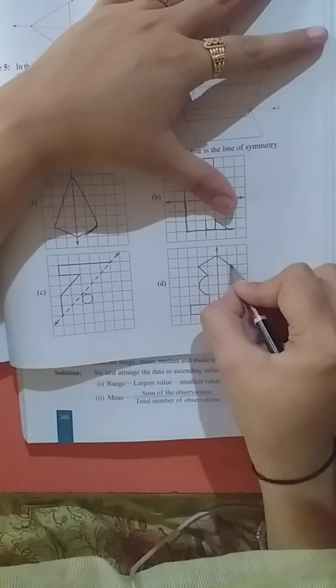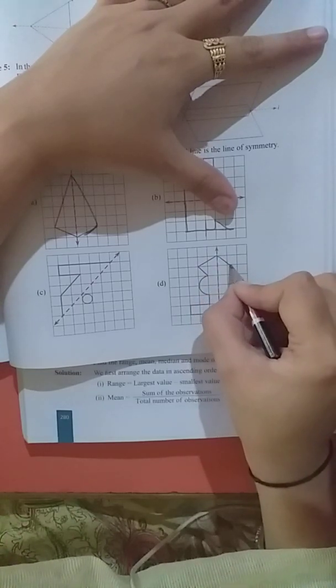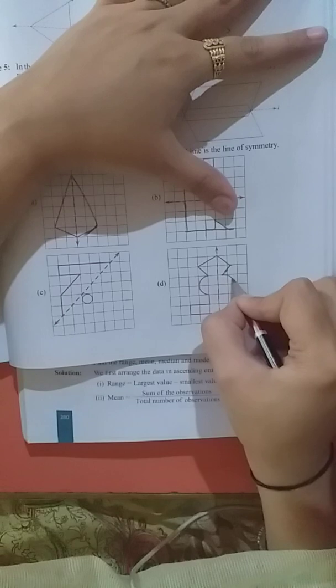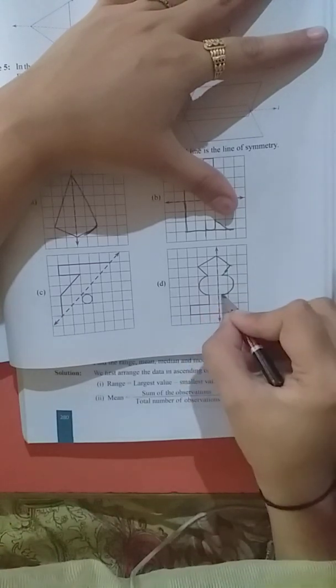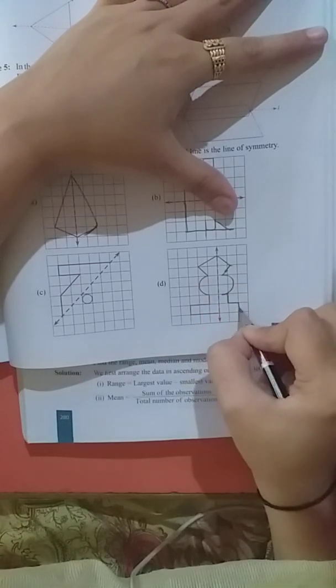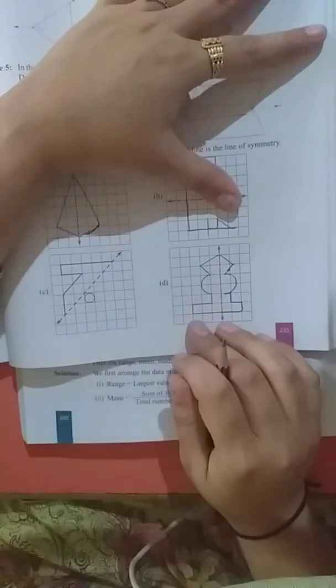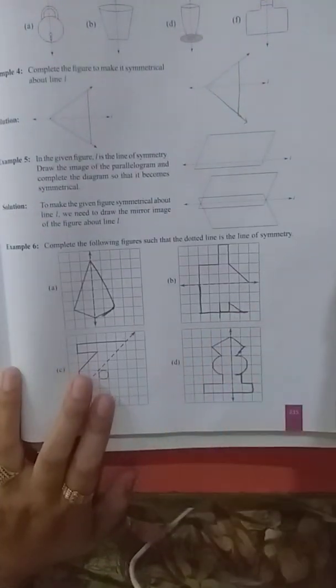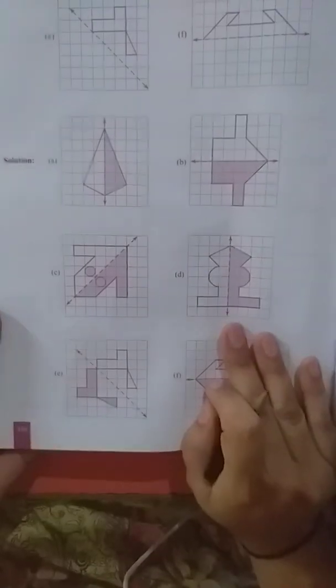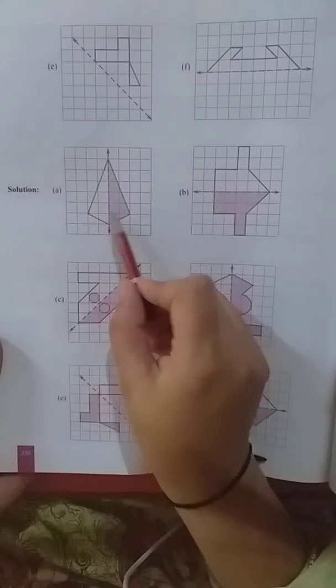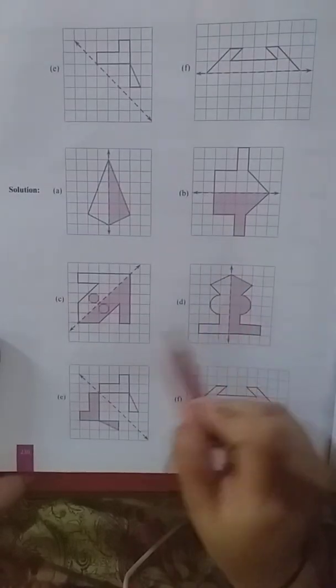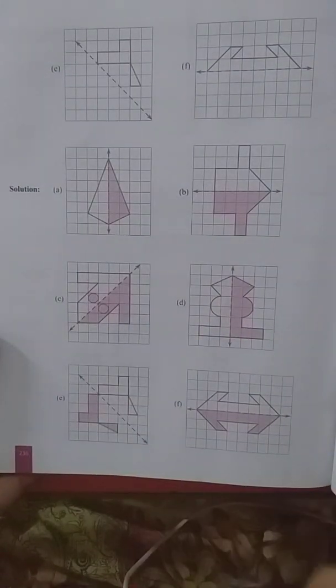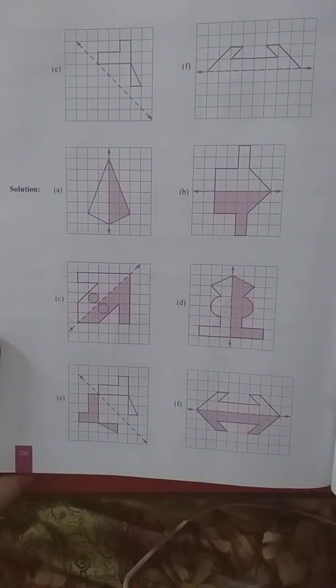So next is... In this way we can join the figures and complete the symmetry with the dotted lines. Look at here, after the completion of the figures, they look like that. In this way we can find the completion of the figure.